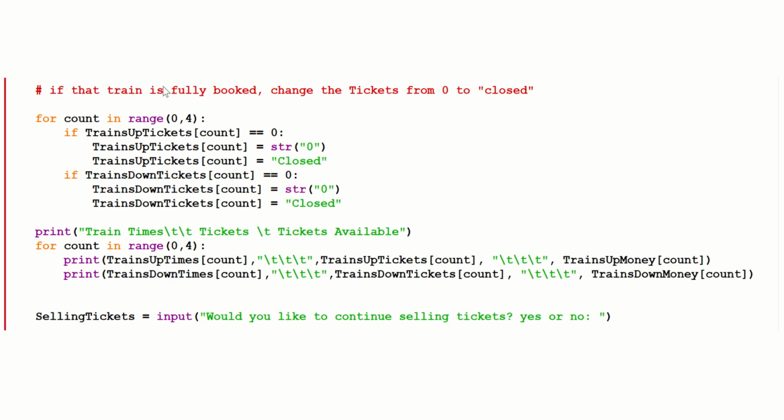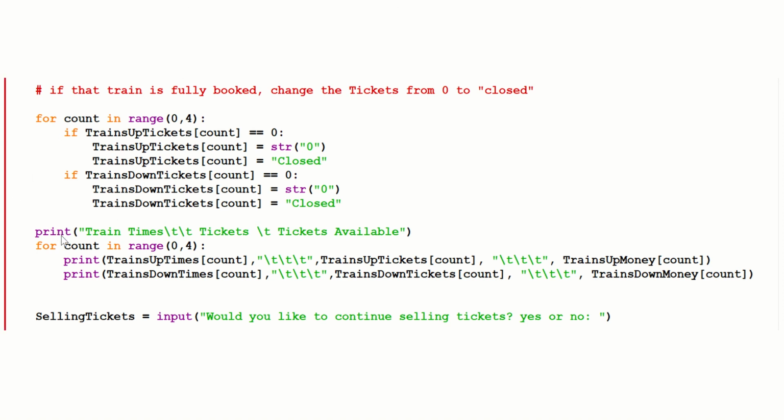Okay, so if that train is fully booked, change the tickets from 0 to closed. So it will repeat this 4 times. If train up tickets, the amount of tickets available, and firstly count would be 0, then position number 0 equals 0, then it turns it into a string and puts closed. Basically it repeats this 4 times. If it's 0, then turns it into a string, and this would be closed.